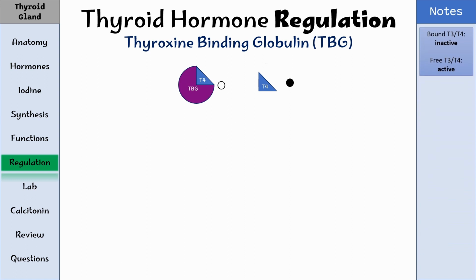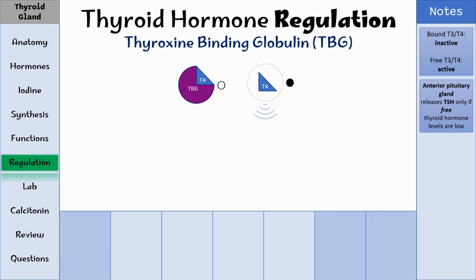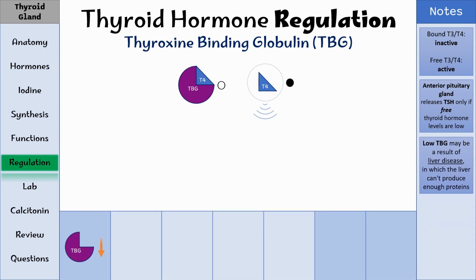The active form is sensed by the pituitary gland, which releases thyroid-stimulating hormone, or TSH, only if the free thyroid hormone levels are low. So, if you understand this concept, now imagine that TBG levels became low for some reason. Fewer thyroid hormones will be bound and biologically inactive, and more will be free and active. So the pituitary gland senses high thyroid hormones, which will inhibit TSH release via negative feedback.